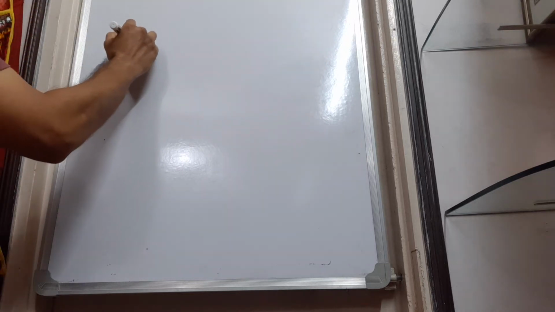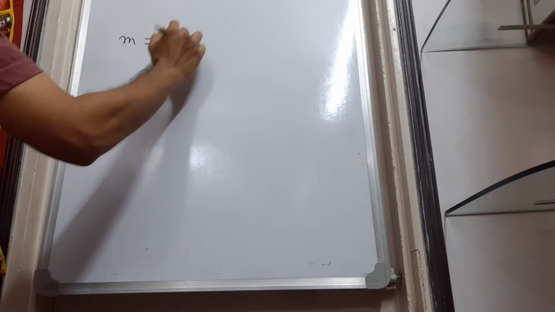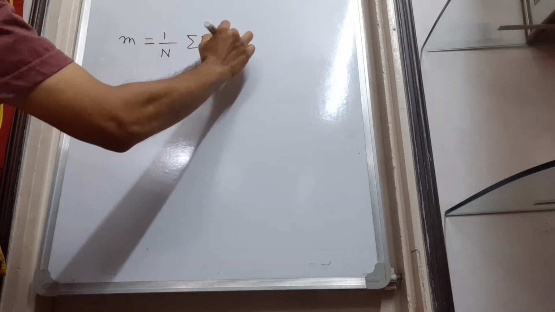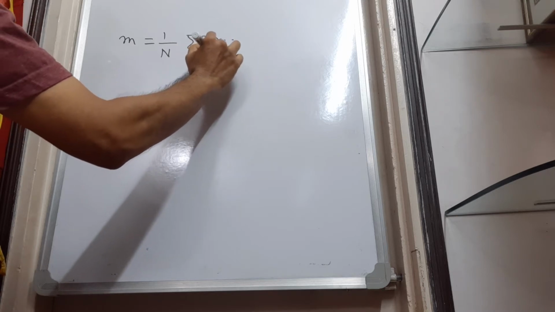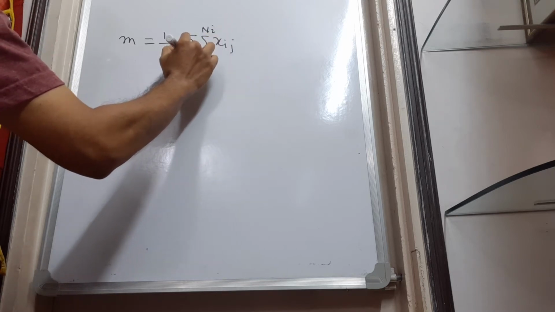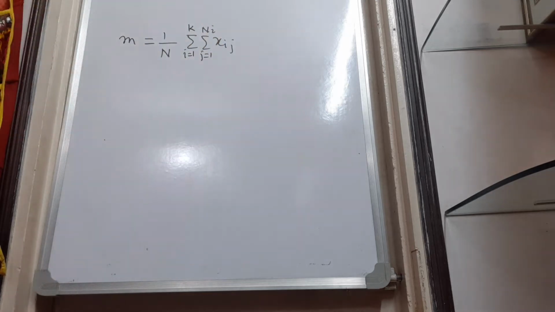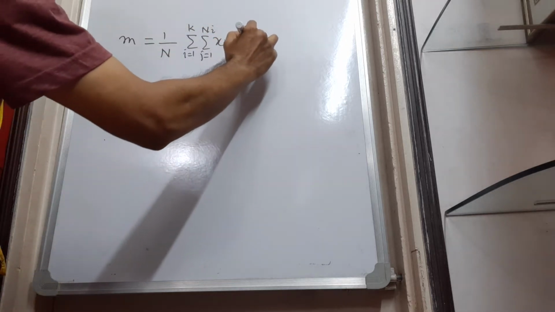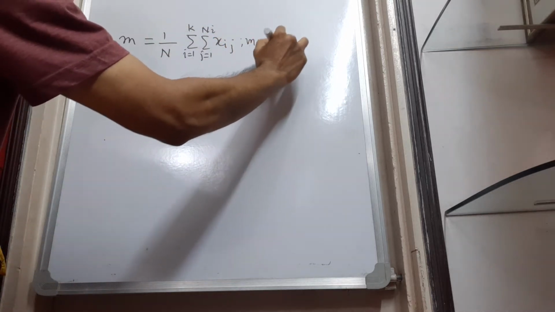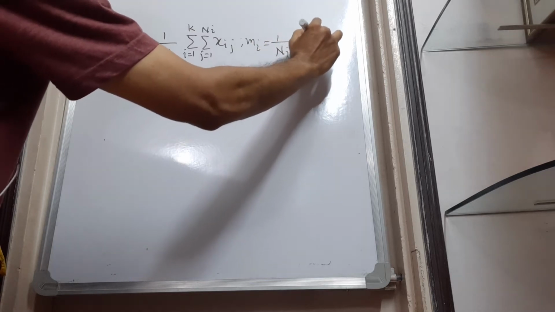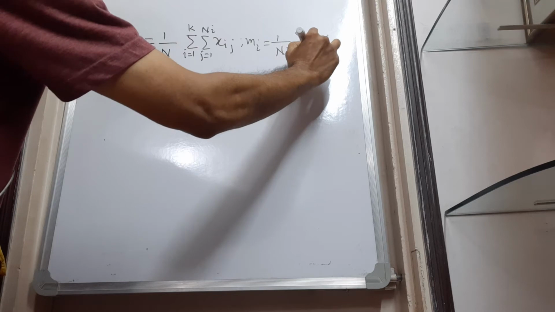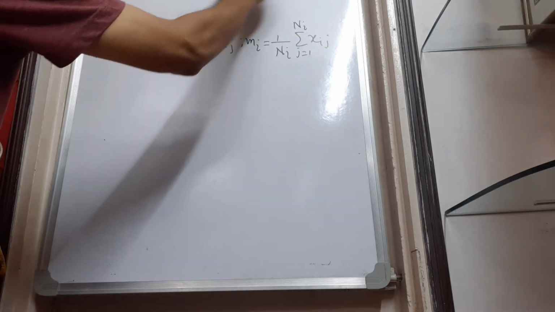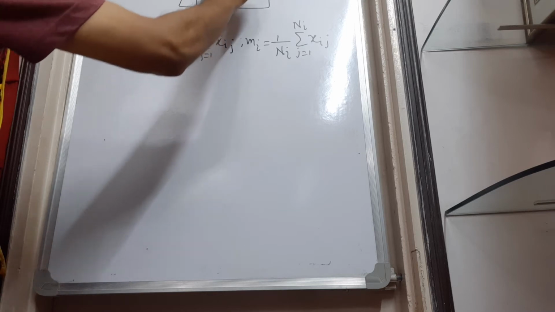Just as we have M, the expected value or mean of the whole population is defined as the double summation of x_ij, where j runs from 1 to n_i and i runs from 1 to k, divided by N, and M_i as 1 by n_i summation of x_ij, j runs from 1 to n_i. We have things like this.